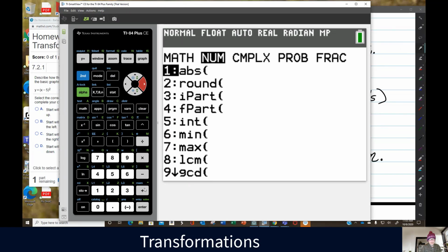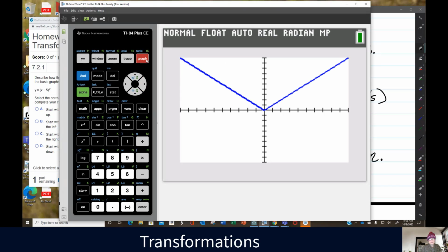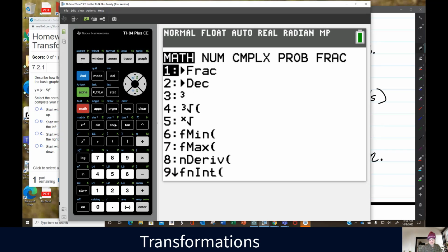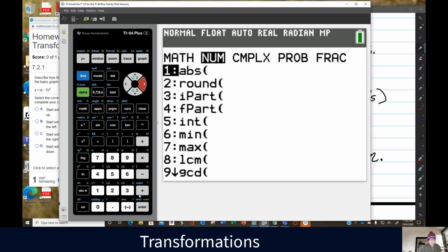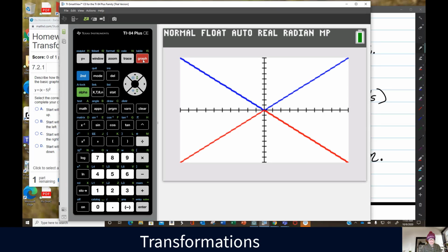Math, right arrow key, enter. The absolute value of x. Right there, we're going to turn upside down by, again, just putting a negative sign in front and then all the same motions. There you go, upside down.